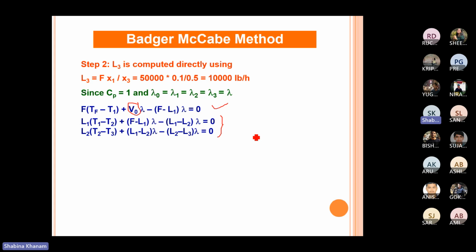So we have two equations and two unknowns, and the other parameters are known to us. So L1 and L2 you can calculate by solving these two equations simultaneously, which is not a very tough task. Once you do this, you will find L1 and L2, and L3 you have already calculated like this.